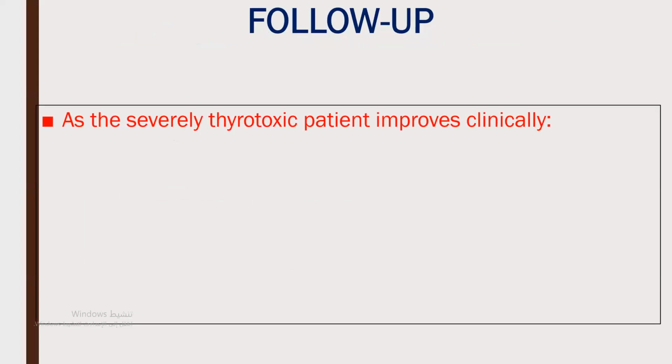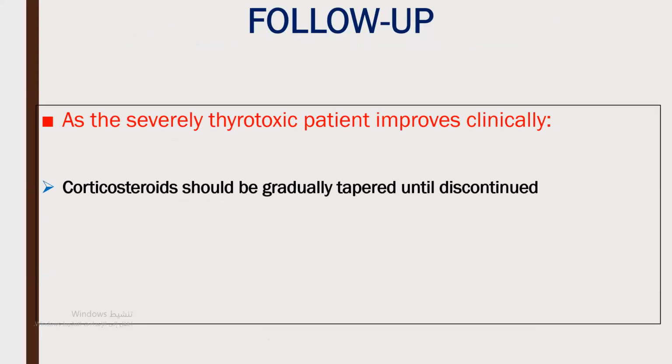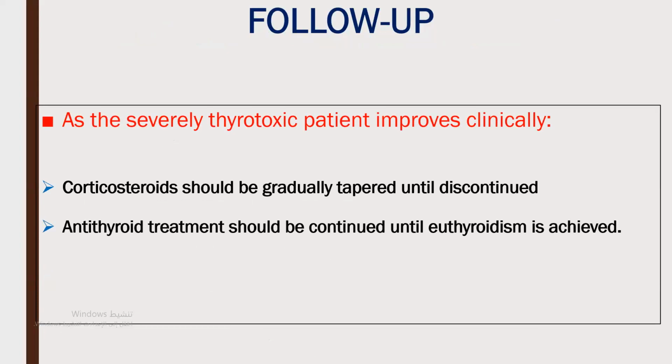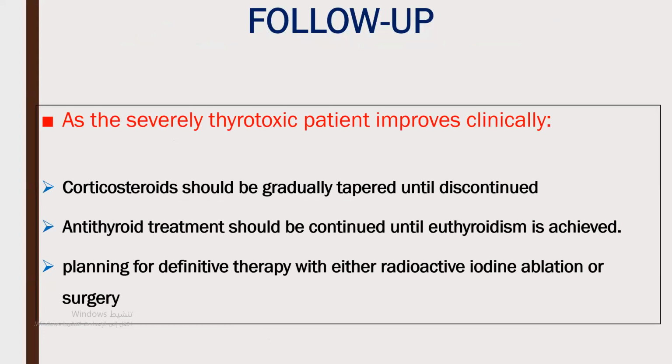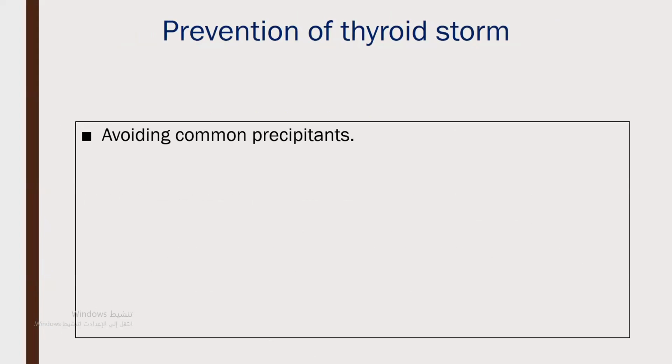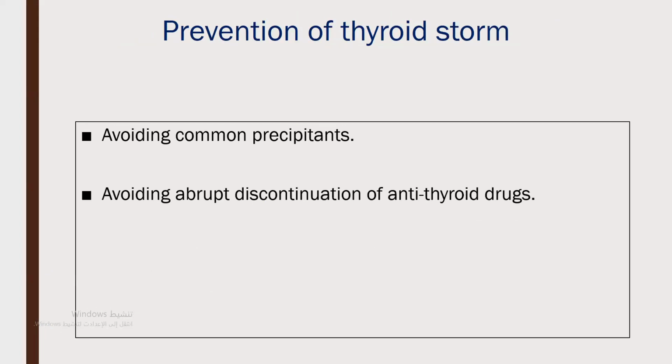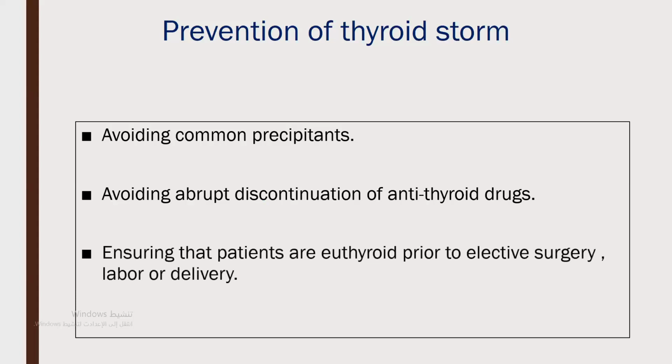As the severe thyrotoxic patient improves clinically, corticosteroid should be gradually tapered until discontinued. Antithyroid treatment should be continued until euthyroid state is achieved. Planning for definitive therapy with either radioactive iodine ablation or surgery should also be kept in our mind. Avoiding common pitfalls: avoid abrupt discontinuation of antithyroid drugs to prevent thyroid storm. Ensure that patients are euthyroid prior to elective surgery, labor, or delivery.